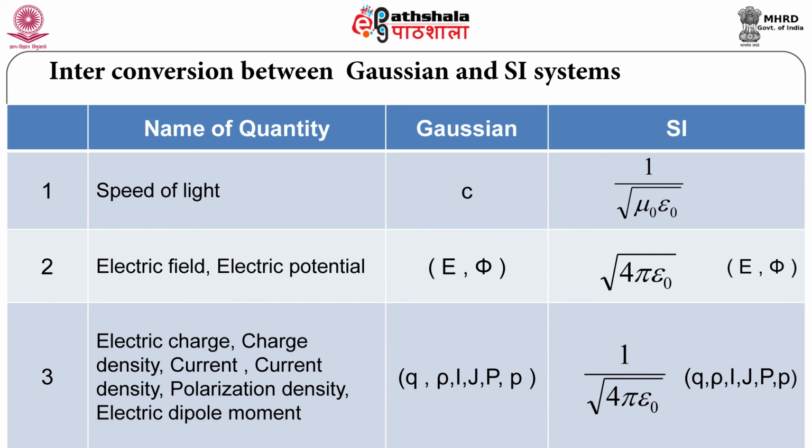What about other quantities? Refer to the table in which three physical quantities are considered. Speed of light c in an equation in Gaussian system is to be replaced by 1 over under root of mu 0 epsilon 0 to convert the equation to SI. Similarly, electric field E or electric potential phi in an equation is to be replaced by under root of 4 pi epsilon 0 times E or phi. Tables for such interconversion between Gaussian and SI systems are available in literature.